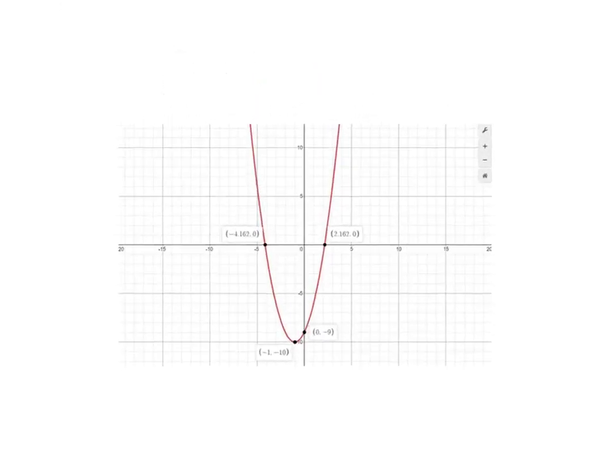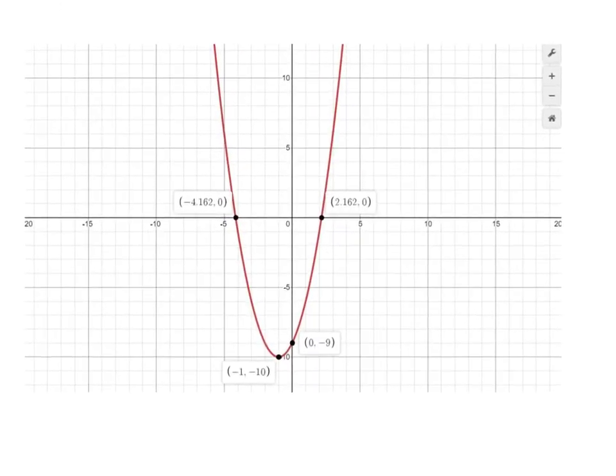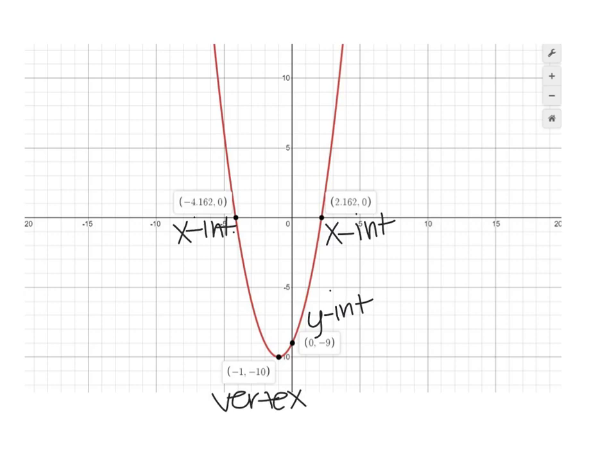If I look at the graph here, which I've labeled and which is what you should get when you graph it in Desmos, I see that my x-intercepts are at negative 4.1620 and 2.1620. I have my y-intercept at 0, negative 9, and I have my vertex at negative 1, negative 10. You can also, given the vertex of a quadratic, put it in vertex form, but you can also do it algebraically.